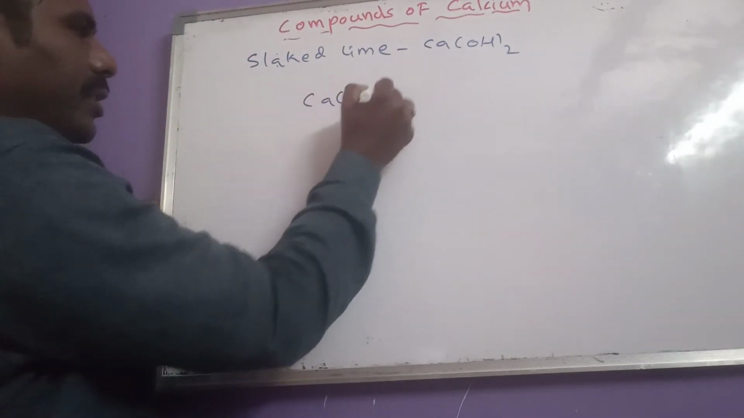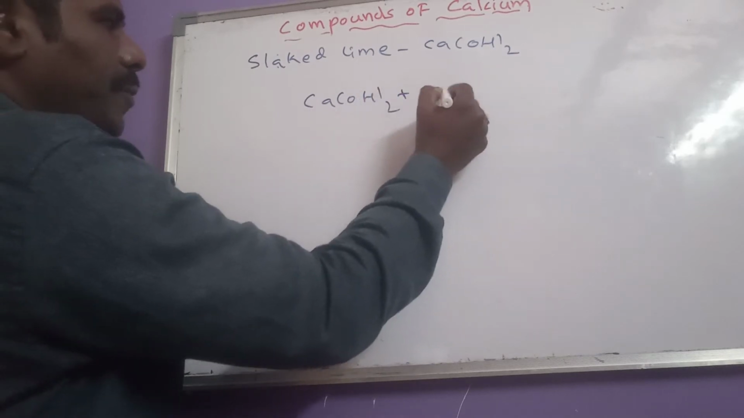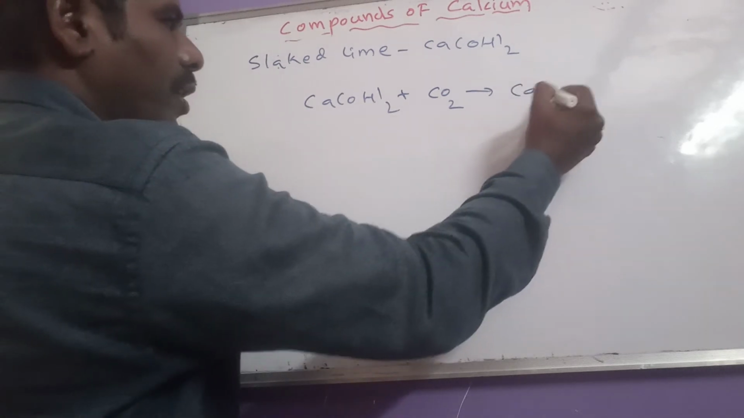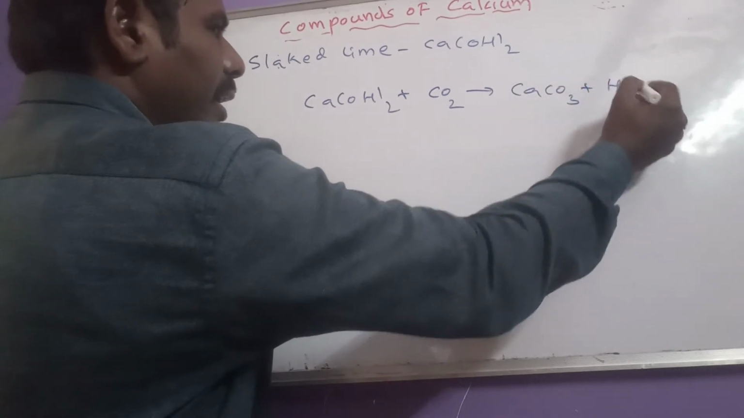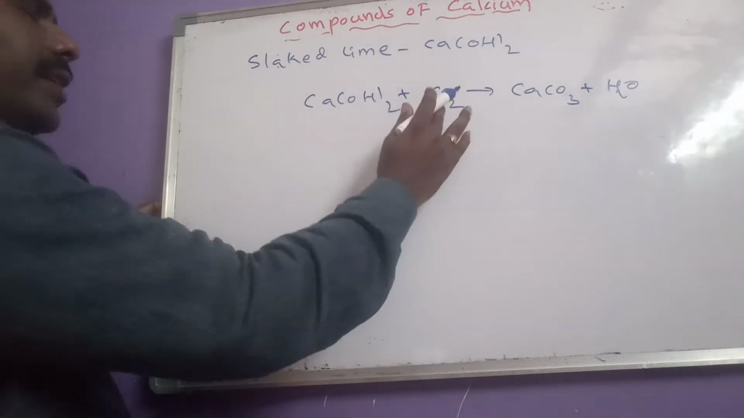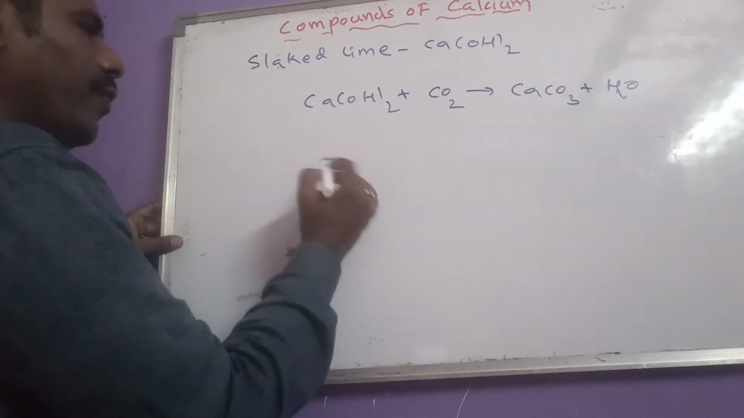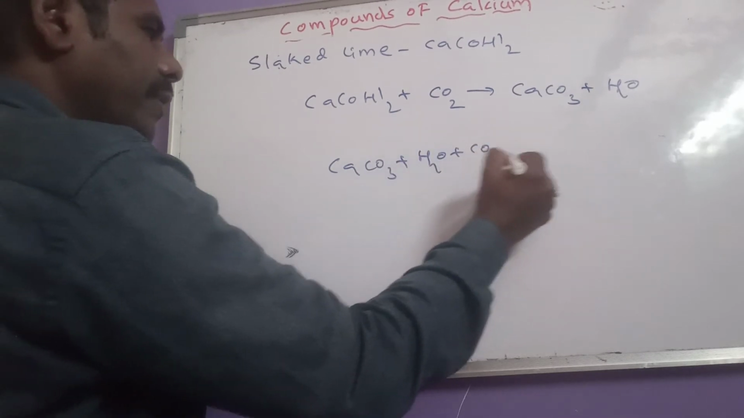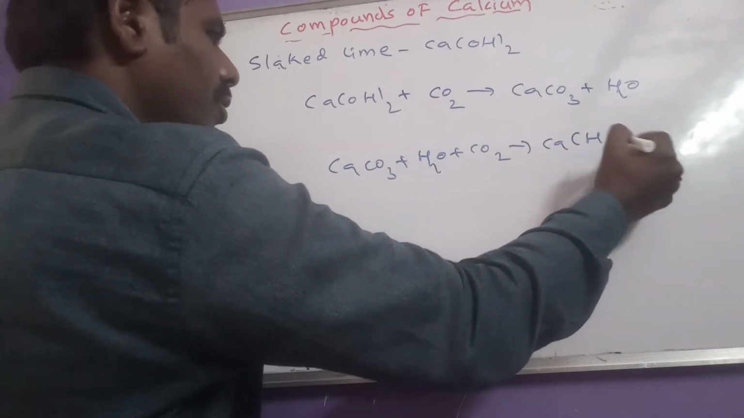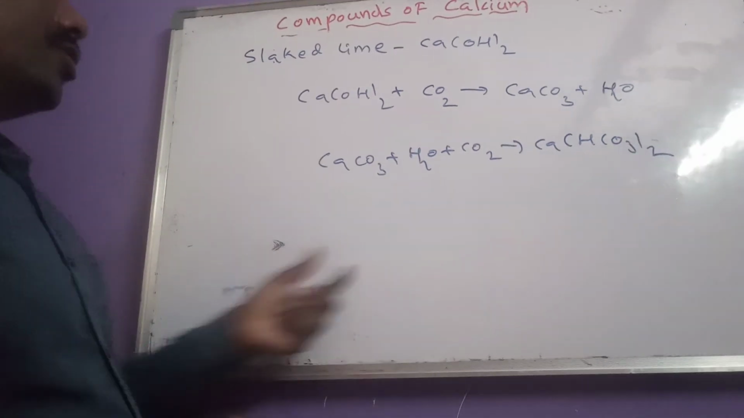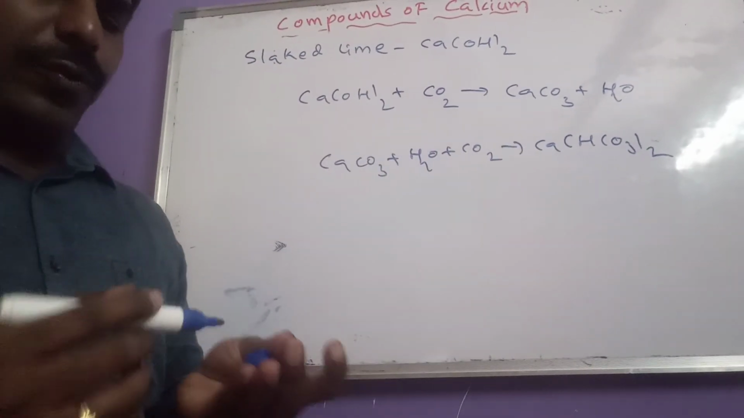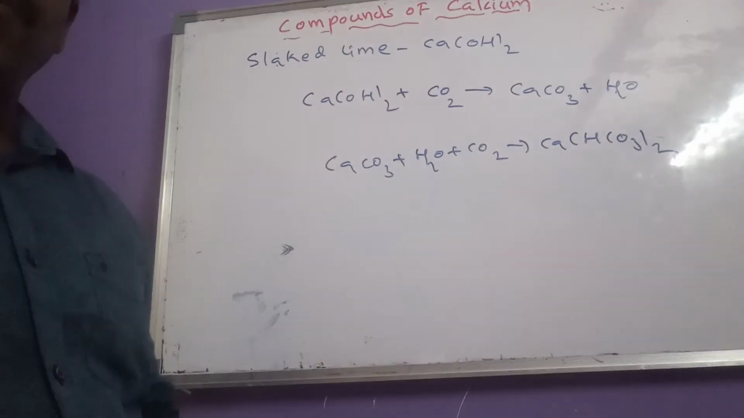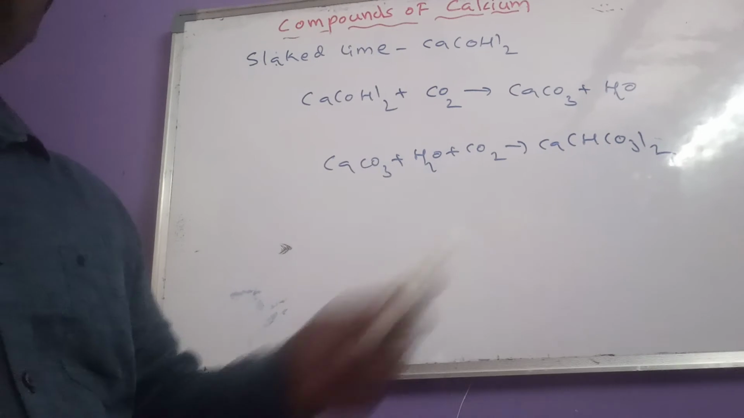Another important property: this Ca(OH)2 absorbs carbon dioxide and reacts with carbon dioxide to form CaCO3 and H2O. If excess CO2 is available, that leads to the formation of calcium hydrogen carbonate, Ca(HCO3)2.